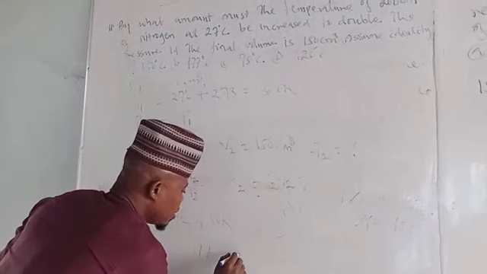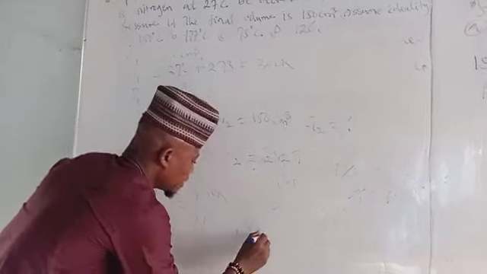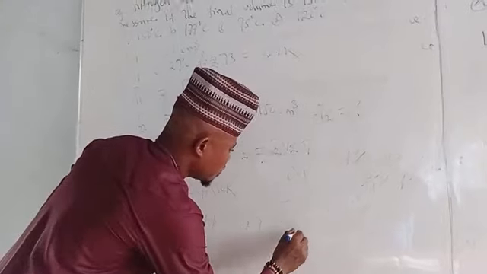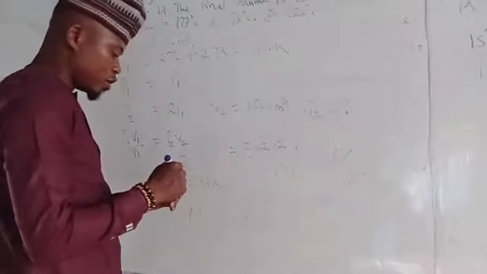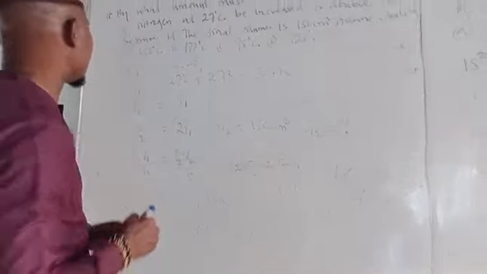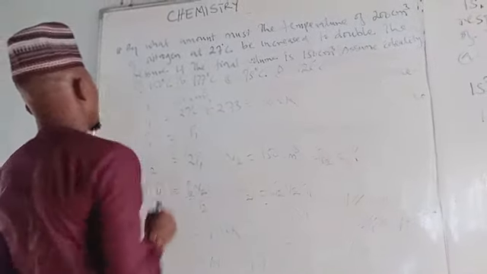177 minus 27. We are going to get 150 degrees Celsius. So the temperature will be increased by what? 150 degrees Celsius. So the correct answer is option.